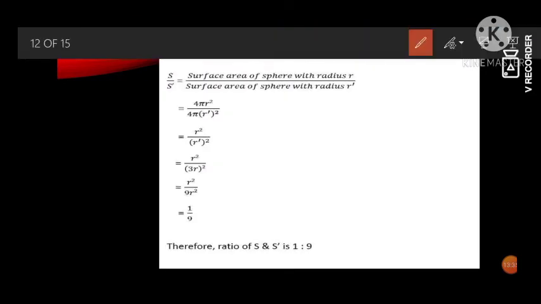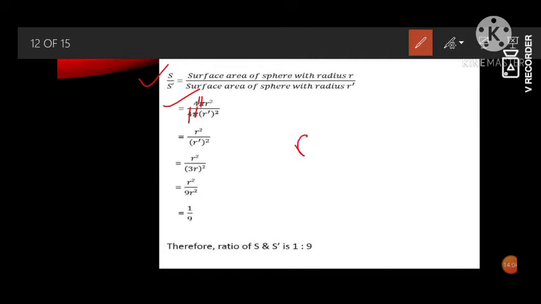So the ratio between s and s dash is equal to the surface area of a sphere with radius r by the surface area of a sphere with radius r dash. So surface area is 4 pi r square. In the numerator the radius will be r and in the denominator the radius will be r dash. So 4 pi cancels and we will get r square by r dash square.